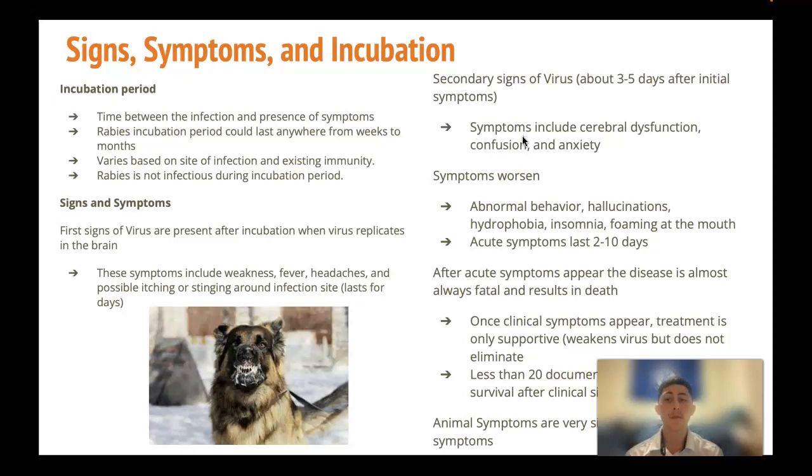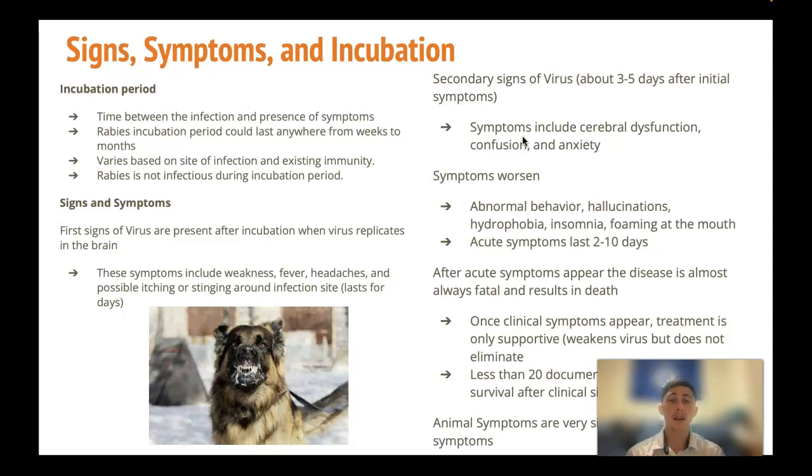So those first symptoms include weakness, fever, headaches, and possible itching or stinging around the infection site. And these are very similar to a flu virus's signs and symptoms. Then you have secondary signs that occur about 3 to 5 days after those initial signs, and these include cerebral dysfunction, confusion, and anxiety. And then symptoms worsen from there, and you start to see abnormal behavior. This could be very aggressive behavior, which is typically seen in animals and humans as well. You start hallucinating, you get hydrophobia, insomnia, and foaming at the mouth, which is a common symptom that you see out there in the world.